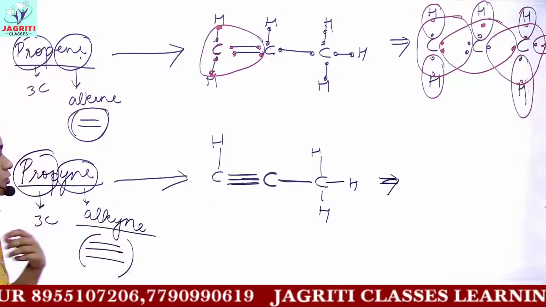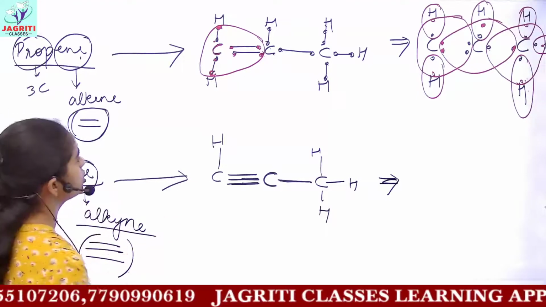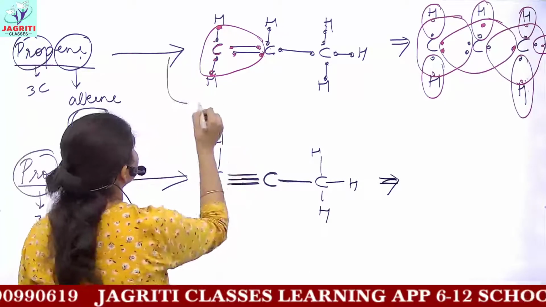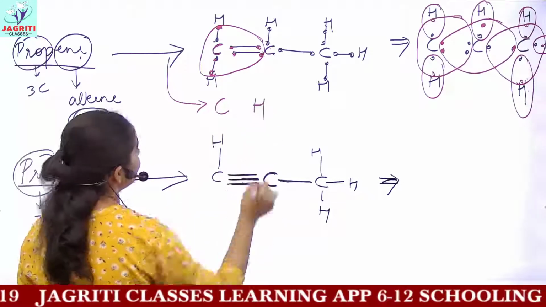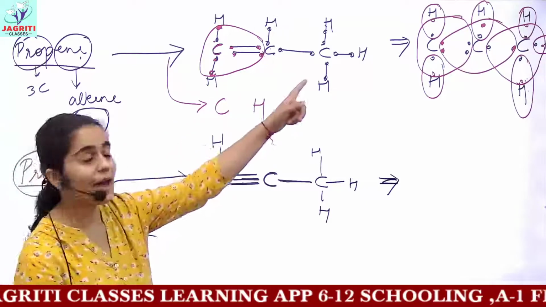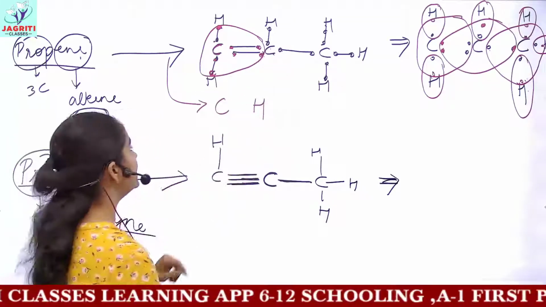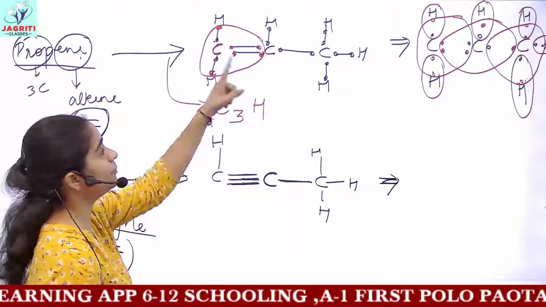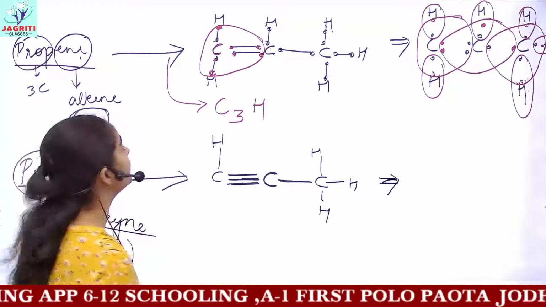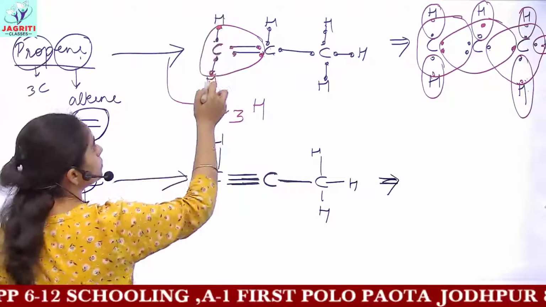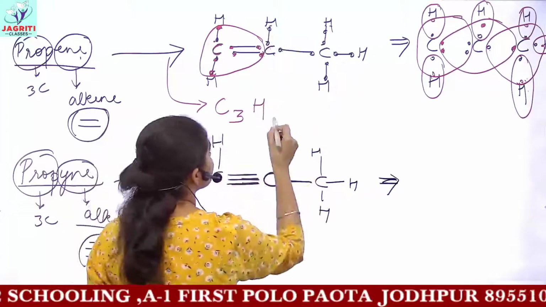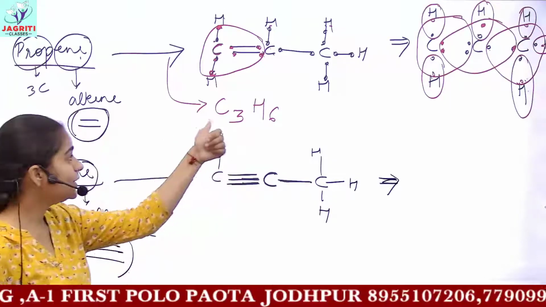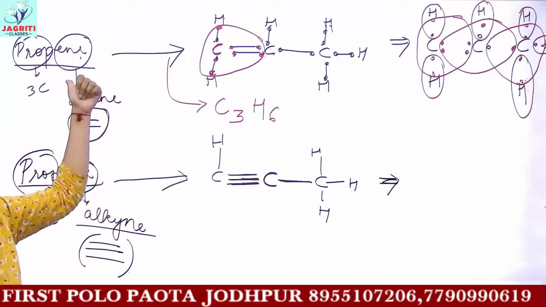Now talking about the next. This is the structure. Can you write the formula of propene? Why not? The formula of propene would be C and H. How many carbons do you have? 1, 2 and 3. So you have 3 carbons. How many hydrogens, the total number of hydrogens you have in propene? Count them out. 1, 2, 3, 4, 5 and 6. So the formula would be C3H6. C3H6 is the formula of propene.